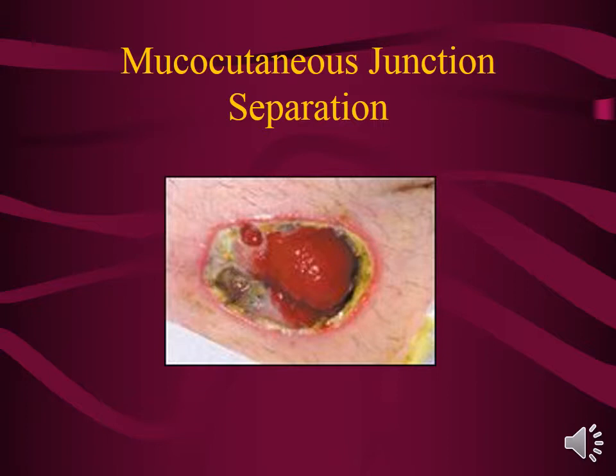This is a mucocutaneous junction separation. Sometimes, depending on the stoma type, there is a rod placed underneath the stoma to keep this from happening. Sometimes that didn't happen, and you can see that there is even some erythema occurring around the edges, so signs of inflammation. You can see some slough. That yellow tissue is necrotic tissue.